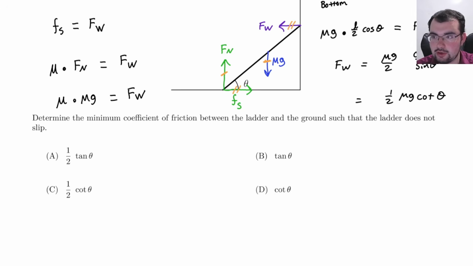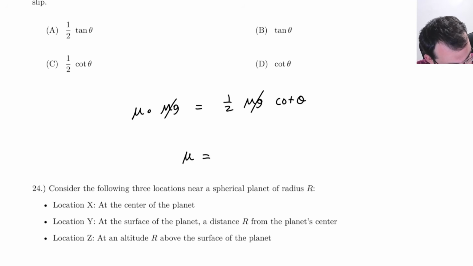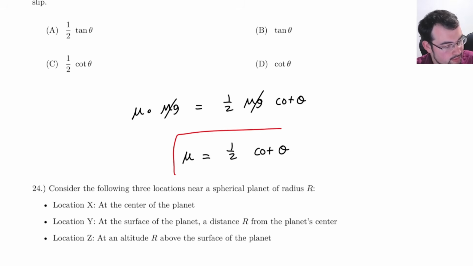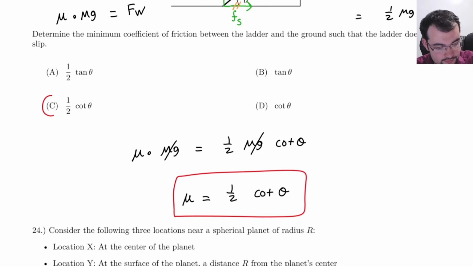So now we can just equate our forces, and we can say that mu times mg is equal to 1/2 mg cotangent theta. Goodbye mg. So we get mu is equal to 1/2 cotangent theta. This is also up there for the most time-consuming one on the test. Absolutely 3 stars.